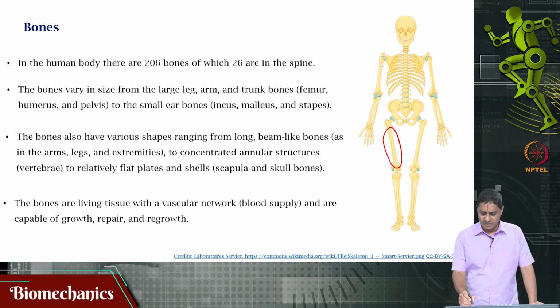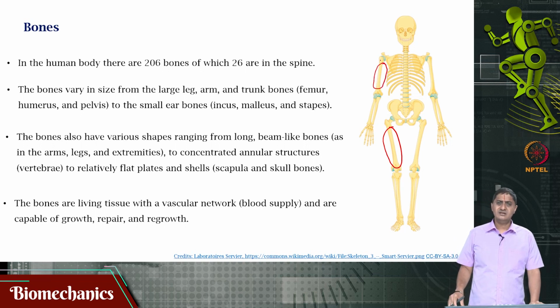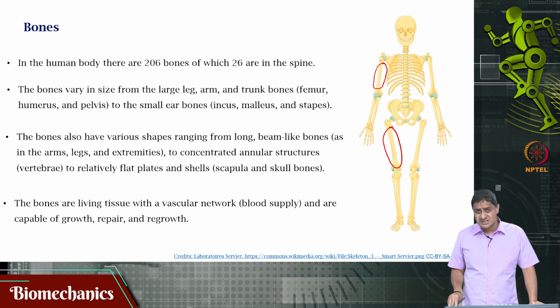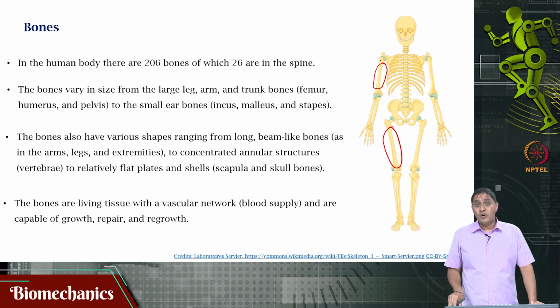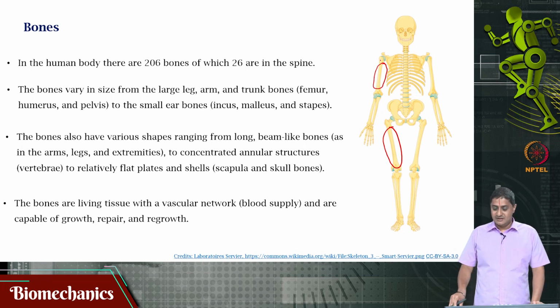There are other similar bones. For example, this is the humerus, another long bone. So, essentially, the bones of the limbs are mostly long hollow bones. That is, humerus, radius, ulna, femur, tibia, fibula are all long bones. And then the bones that form the trunk are the ribs.